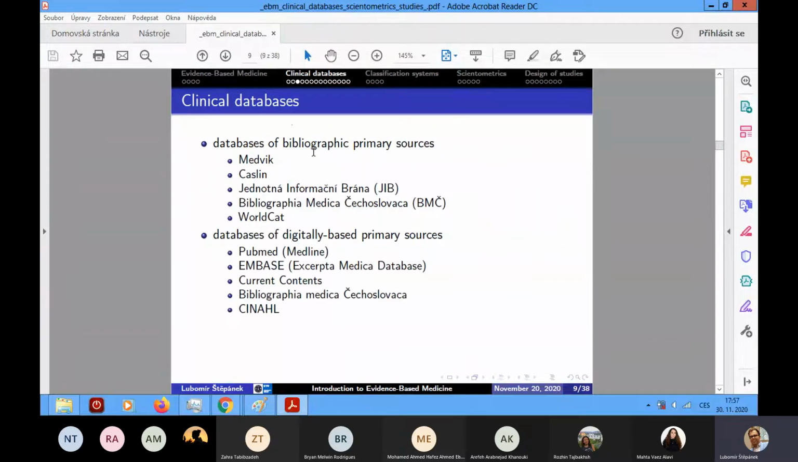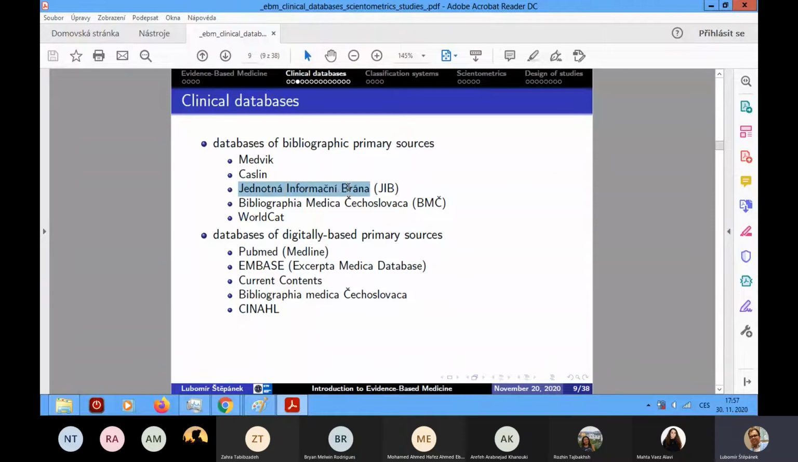So I'm going to talk about them, but this stuff could be a little boring. So I'm just going to skim over the surface and point out only the important ones here, because some of them are important for all of us. For example, I would say Medvik is important, WorldCat is important, and Bibliographia Medica Čechoslovaca is maybe somehow important since you study medicine in the Czech Republic. Kastlin and Ilona, I would say these are not so important, but I just listed these two sources here.